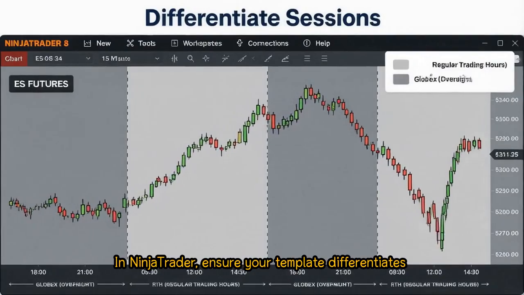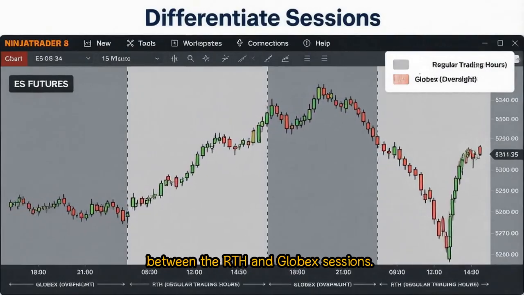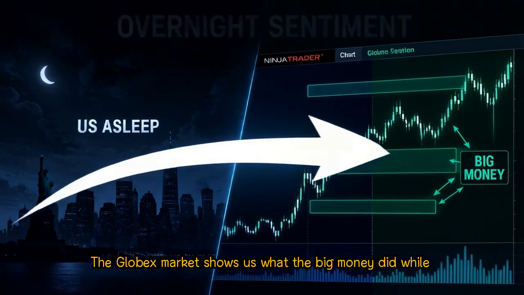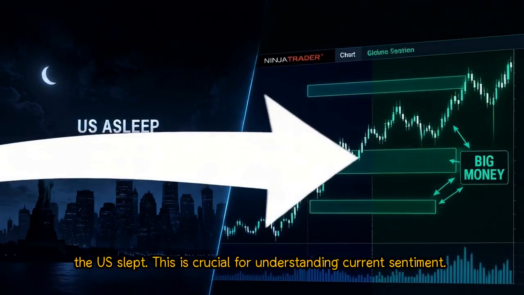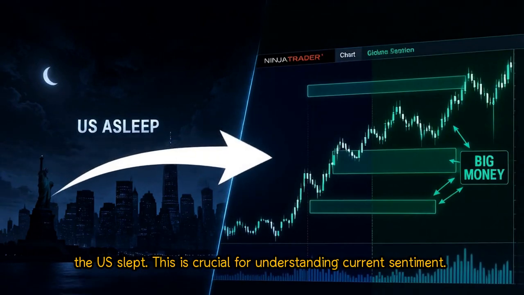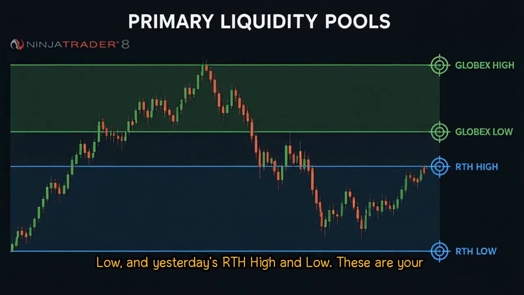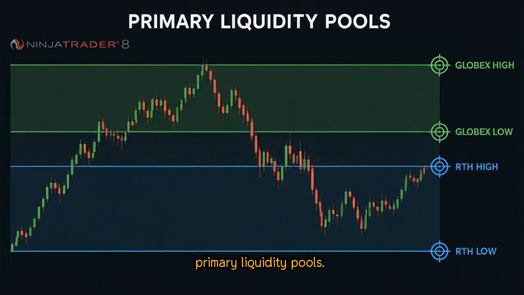In NinjaTrader, ensure your template differentiates between the RTH and Globex sessions. The Globex market shows us what the big money did while the US slept. This is crucial for understanding current sentiment. Mark 4 critical price levels: the Globex high and low, and yesterday's RTH high and low. These are your primary liquidity pools.